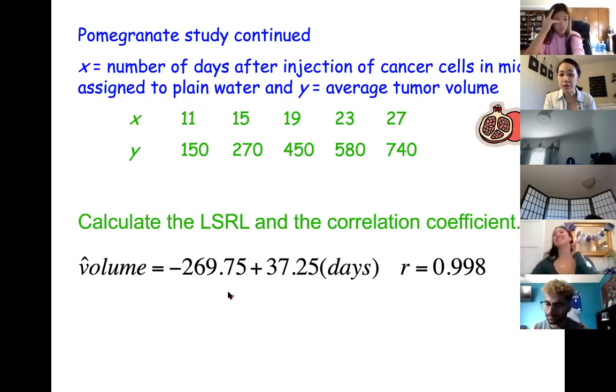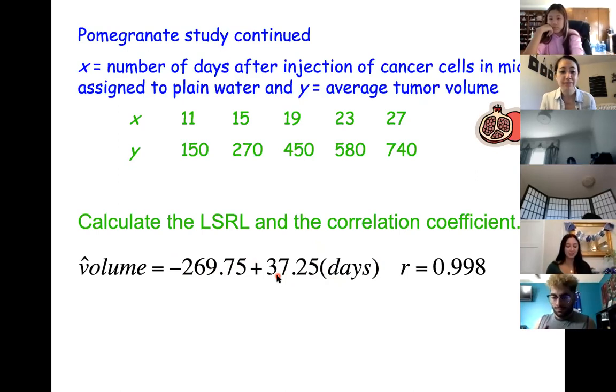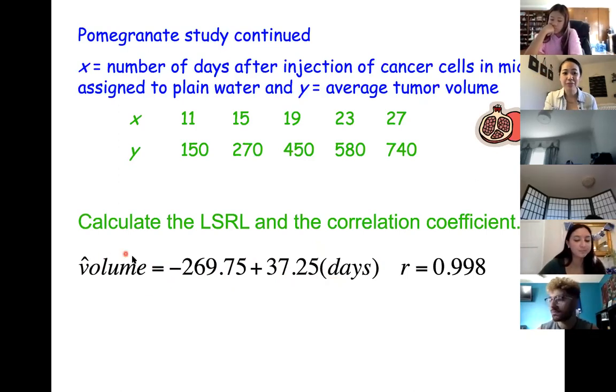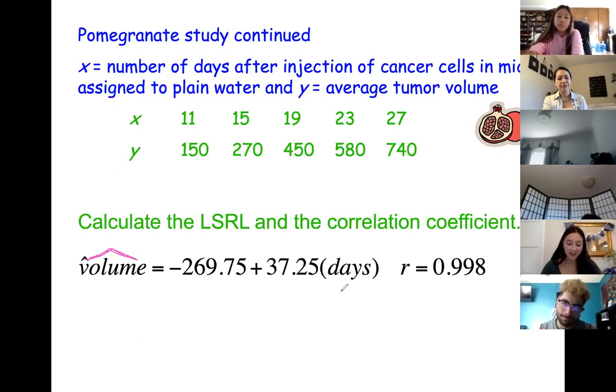If you switch the order of these, I'm totally okay with that. If you do 37.25 times days minus 269.75, perfect, you're good. Listen carefully, the thing that people will usually forget is the hat. Make sure there is a hat over your volume. In fact, I usually make the hat a lot bigger and draw it over the entire thing, but I couldn't figure out how to do that when I was typing. So just make sure you have that hat.